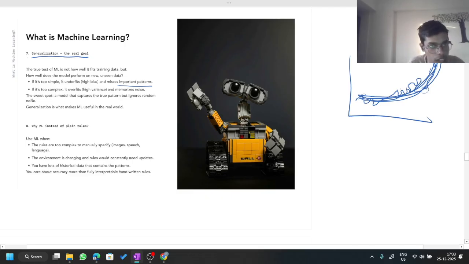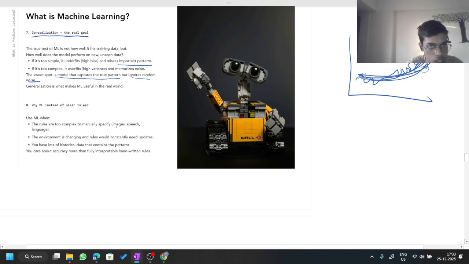So again, we try to find the sweet spot where the model captures the true pattern and ignores the random noise which appears many a time in a collection of data. And generalization is what makes the ML model useful in the real world.